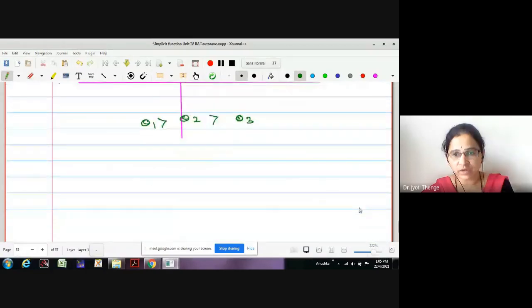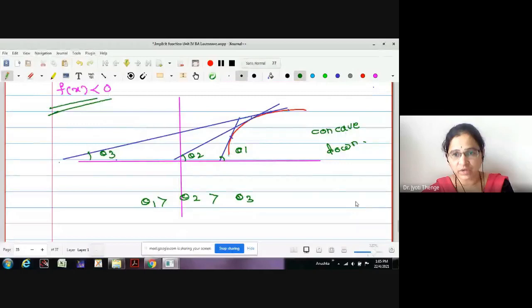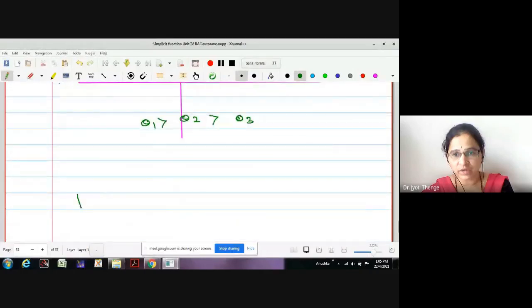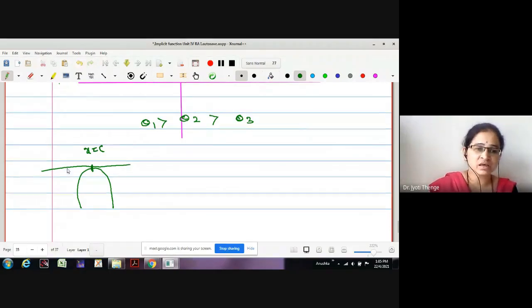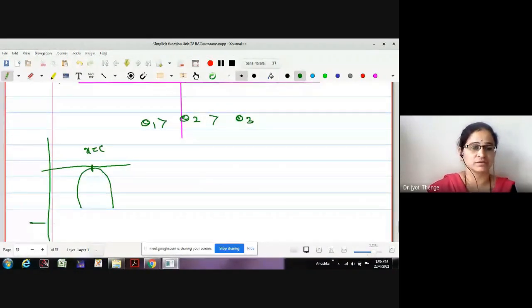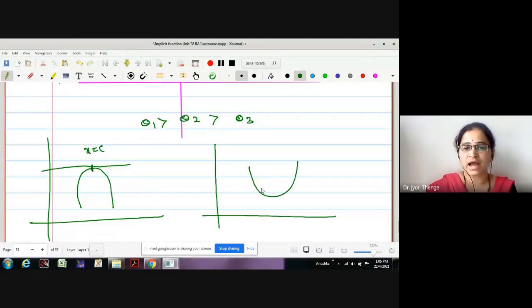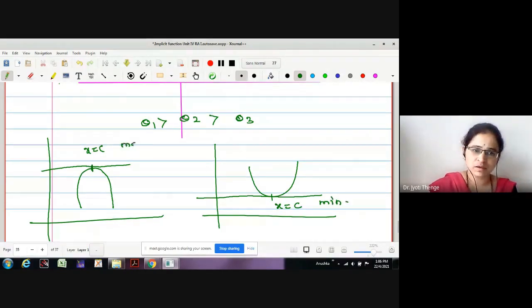Okay, concave down, and the first order derivative we are finding is 0. This is concave down, and this is the point at which the first order derivative is 0. Therefore, at this point, surely this is the maxima of the curve. And if I check a concave up curve, and we are finding a point at which the first order derivative is 0, that is, the tangent is parallel to the x-axis. Therefore, surely at this point the function is going to be minima. This is maxima.